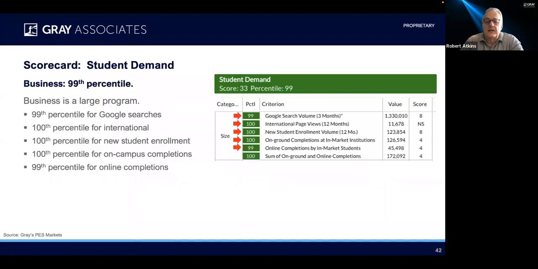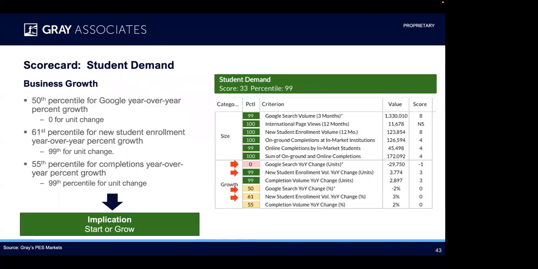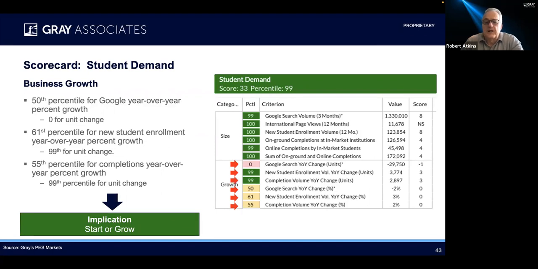So in this program, we're going to be facing a lot of online competition. Is it growing? Well, now the story's not so great. Google search volume is at the 0th percentile, actually the lowest program in terms of unit growth. Part of that is it's also the biggest program, so when it goes down, it posts very big unit volume changes. And you can see that that's actually not that big a percentage decline, just down 2%. So big units, small percentage because it's such a large program. New student enrollment, on the other hand, is up, and it's one of the largest programs in terms of enrollment growth. Not percentage growth, but still very healthy in terms of student enrollment. So that's the more current indicator. And finally, completions are fine.